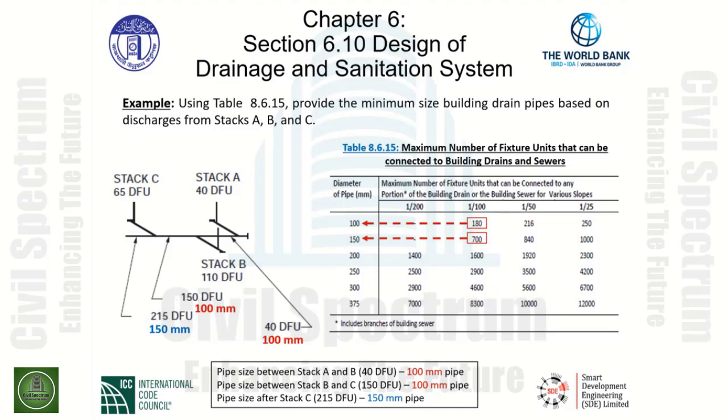We move to the left-hand side to size the diameter of the pipe, and in this case, the pipe, after stack C, to carry 215 drainage fixture units must be properly sized at 150 millimeters accordingly.